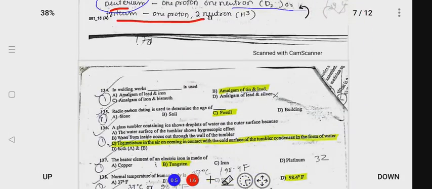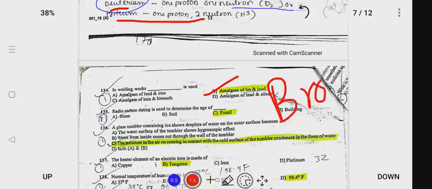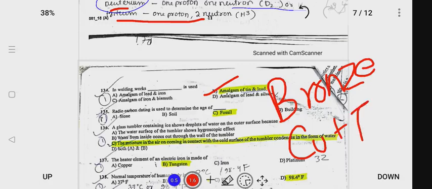Next, in welding works, the solder used is an amalgam of tin and lead. Welding is joining metals. So it is also known as welding, and an amalgamation of lead and tin is used. Other important alloys are bronze, which is copper and tin, and brass, which is copper and zinc.